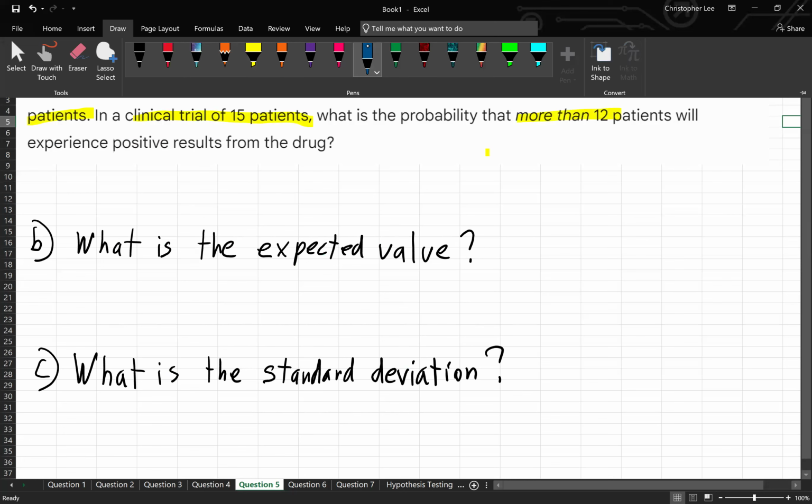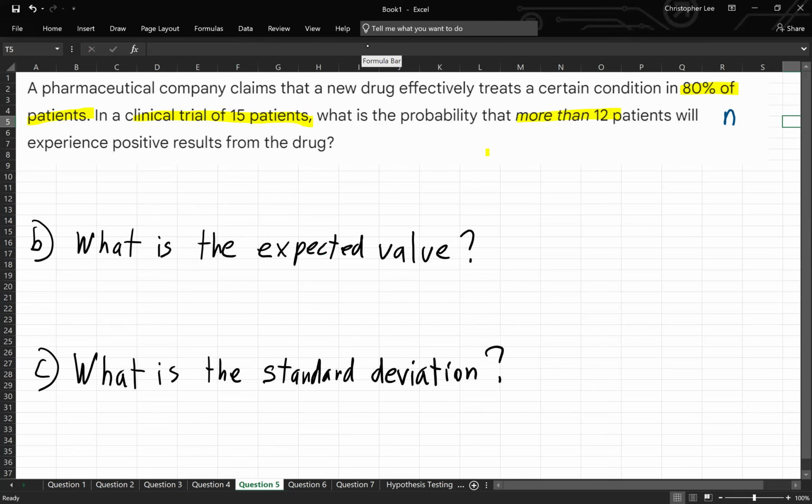So let's look at what I have, right? My N is what? 15, right? That's the number of patients. And then my probability of success is what? 80%. Very good. You could give me 0.80. I'll take that too. All right. And then R is more than 12, right? So they want to know what is the probability of more than 12.